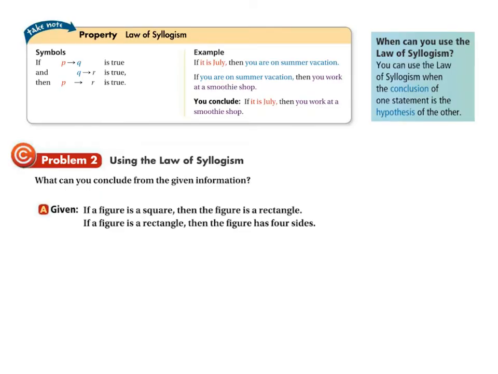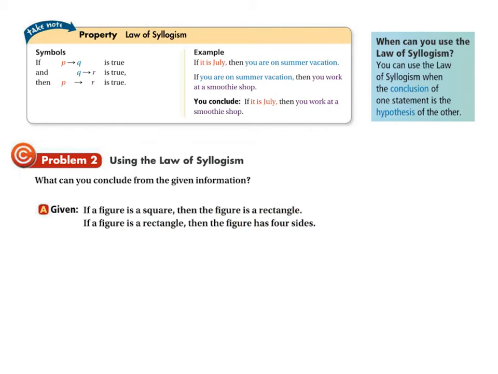Okay, so as before, I've copied the notes over. Let's see what we can conclude. When I say conclude, we're actually just coming up with a new conditional statement that combines them if possible. If a figure is a square, then the figure is a rectangle, because all squares are rectangles. If the figure is a rectangle, then the figure has four sides, because the figure is a quadrilateral, right?